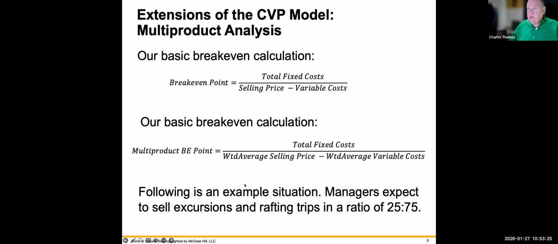Now, that's income taxes. Now let's extend to the multi-product situation. With the multi-product situation, we're going to take our basic break-even calculation. So the question is, if I have multiple products and I want to calculate a break-even, can I do that just like I could if I only had a single product or service? And you can. So we're going to start with this basic calculation. Our break-even point is going to be the total fixed cost divided by the selling price minus the variable cost. Selling price minus the variable cost, that's our contribution margin.